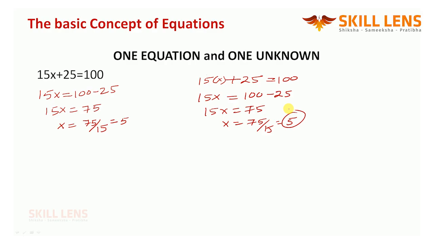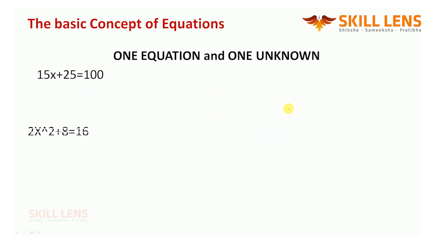So this is the simple understanding of a linear equation. That is nothing but a simple equation, which is one equation and one unknown. What about a quadratic equation? You will come across quadratic equations too. Let's say 2x square plus 8 is equals to 16. Can I write here 2x square plus 8 is equals to 16? Can I say 2x square is equals to 8?